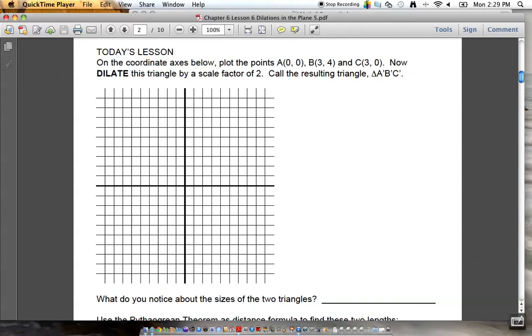And let's start by drawing this triangle ABC. Go ahead, draw it on your paper. Guys, if you're going to be distracted, you're going to learn less effectively.